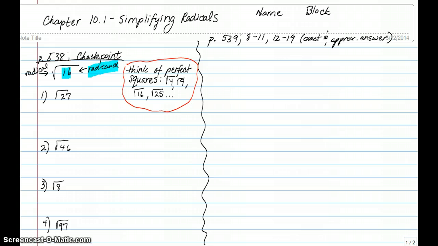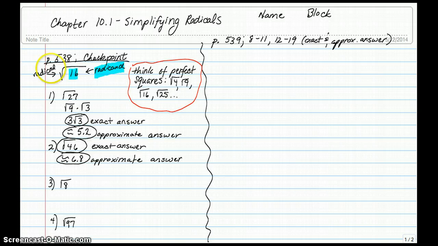Before we do that, let's look at what a radical is. The square root of 16, a number that's inside a radical symbol, is called a radical or radical expression. And the number inside the radical symbol is called the radicand. All right, we're going to start with number 1, which is the square root of 27. On page 538 checkpoint, we're going to be doing those problems. And before we start that, again reminding you that this is a radical symbol, the square root symbol. The whole thing, square root of 16, is a radical, and the value inside the square root symbol is called a radicand.